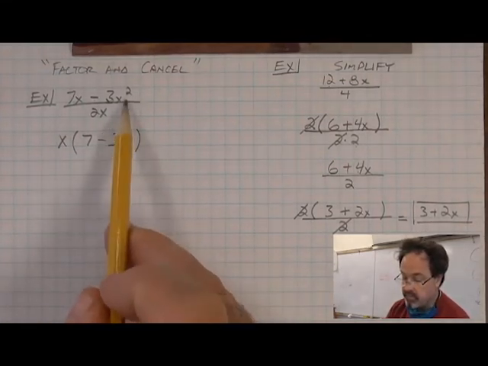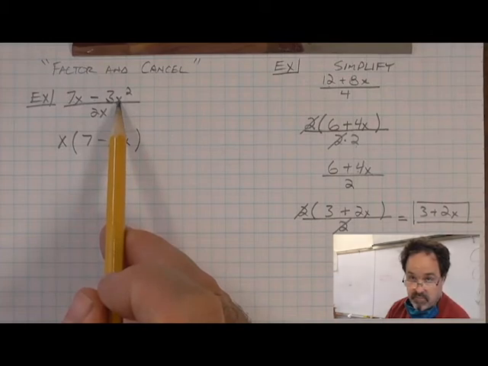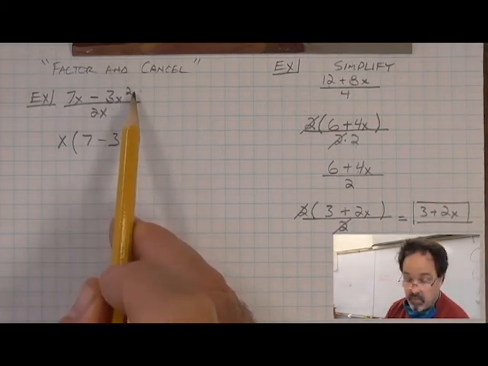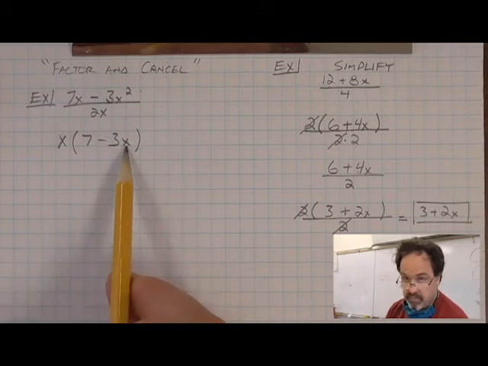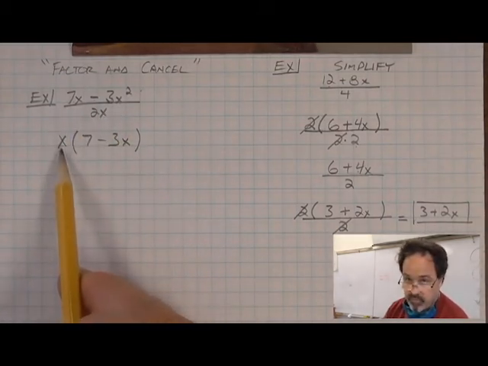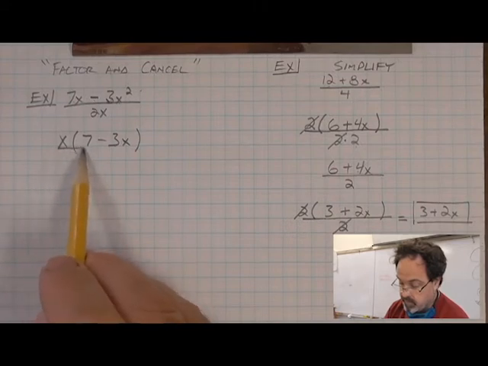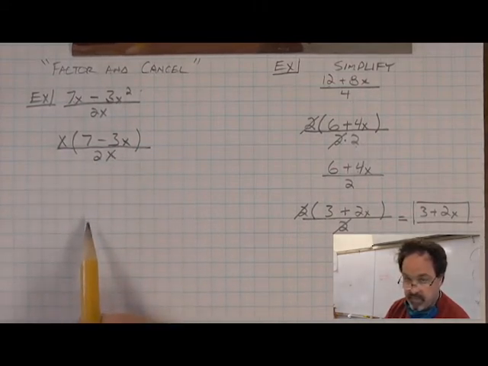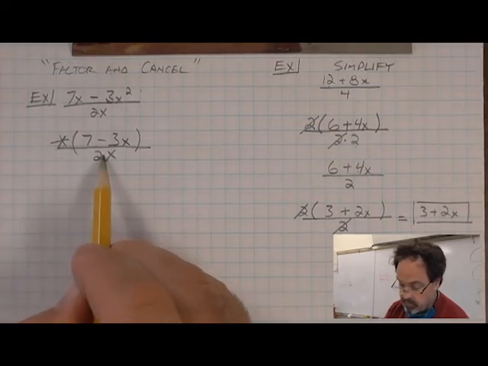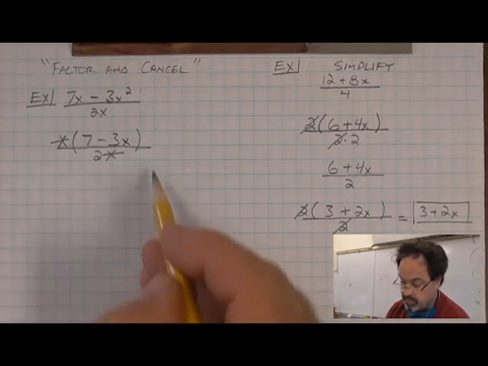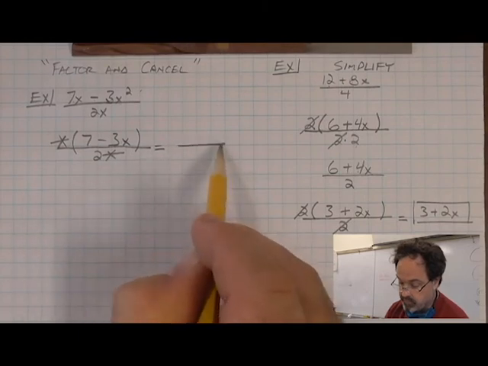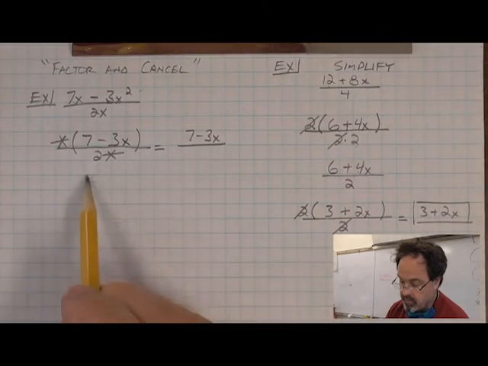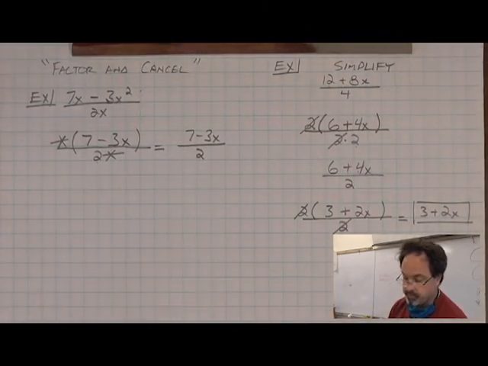Remember, x squared means x times x. So when we factor out an x from x squared, one x remains, and the other one is shown as what we factored out. The numerator was a 2 times x, and the x is the common factor that I can cancel, leaving in this case the 7 minus 3x and then the 2 in the denominator.